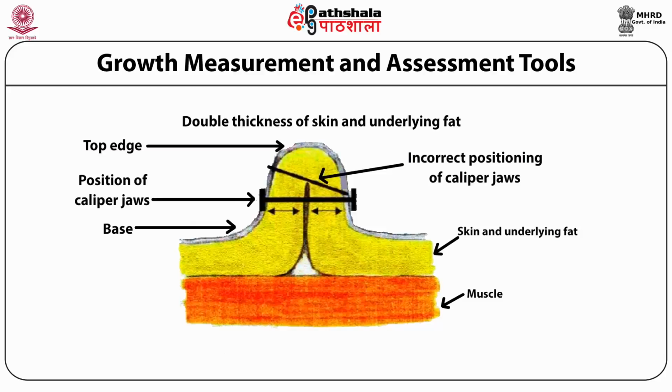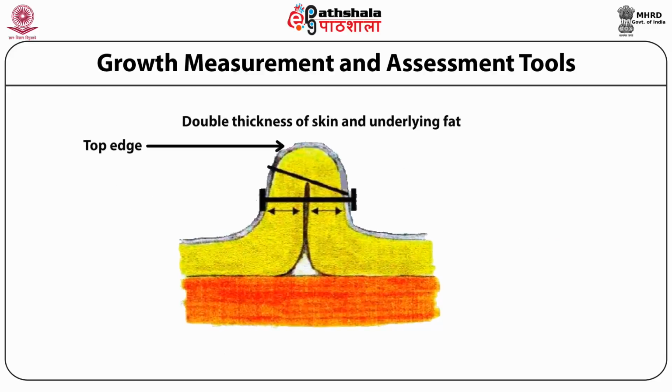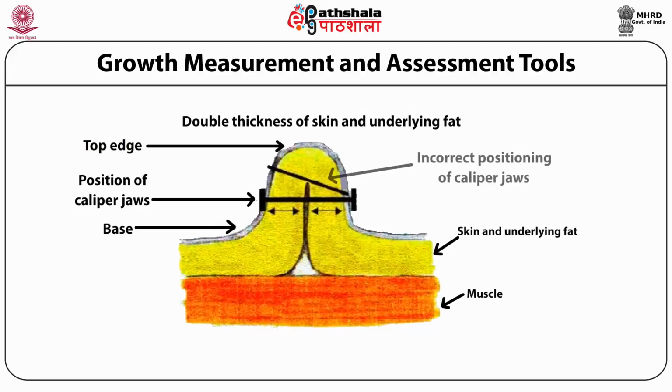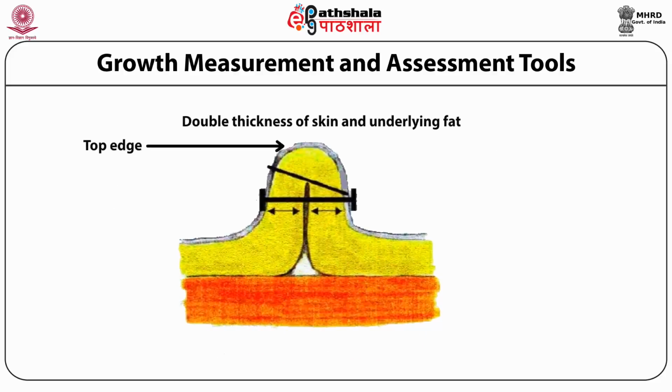Now you can see how the position of the caliper should be there and what should be picked up to measure the skin fold thickness. In the correct positioning of the caliper, it should be perpendicular to the skin fold and across the two thickness of the skin and underlying fat.